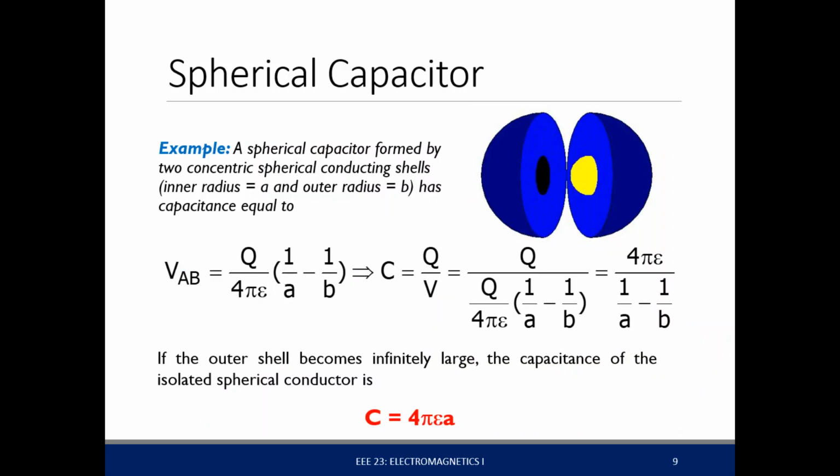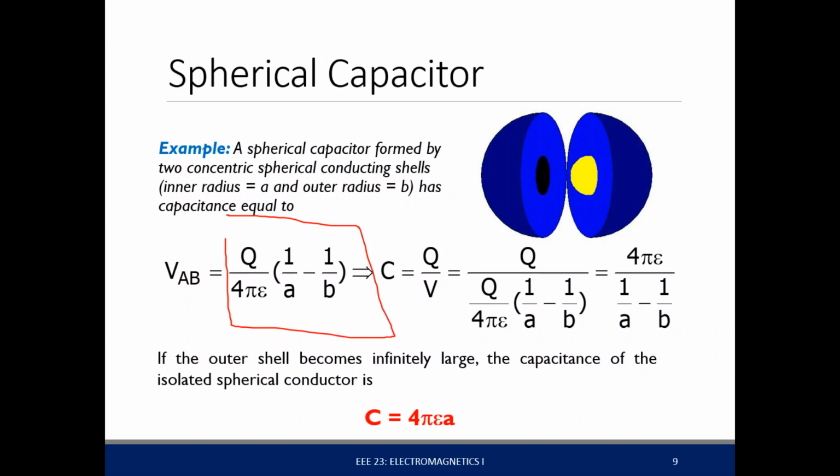Okay, lastly, we have a spherical capacitor. So we have a capacitor formed by two concentric spherical conducting shells. So kind of like your Faraday experiment from before. So it has an inner radius A and outer radius B, and between the spheres are dielectric or insulating materials. So these blue parts here are insulating materials. The outer shell is conducting. Right. The voltage here is Q over 4 pi epsilon times 1 over A minus 1 over B.